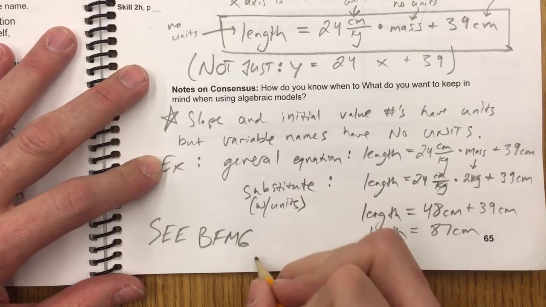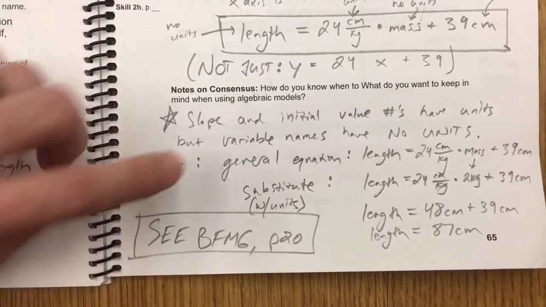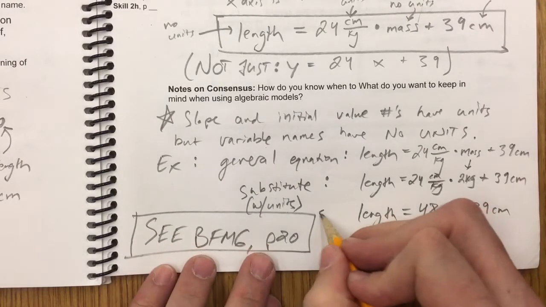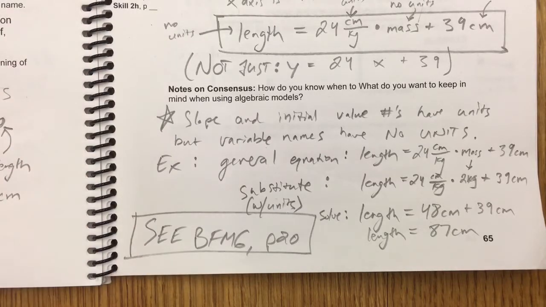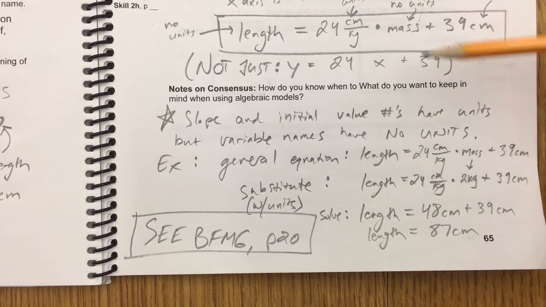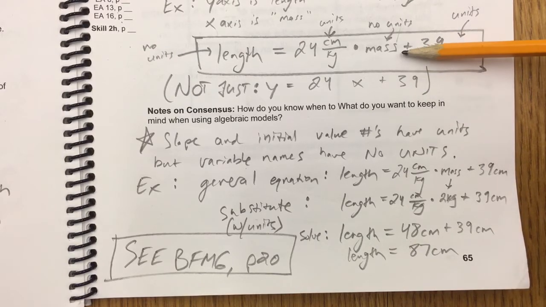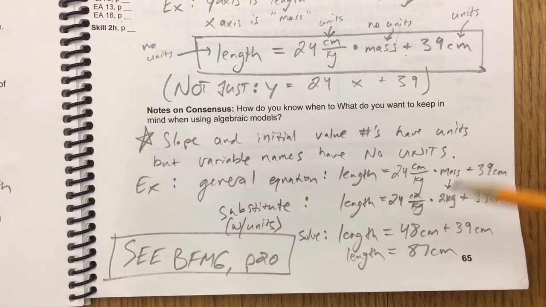I want to remind you actually that we've done this before back in BFM 6 on page 20. We have a lot of practice with this: general equations, substitute, and solve. Oops, I forgot to write solve here. So we want to refer to that as an example. Here we're making our own algebraic representation, our algebraic model, and then we're going to write that general equation, substitute, and solve to do our correct algebra just like we practiced before.